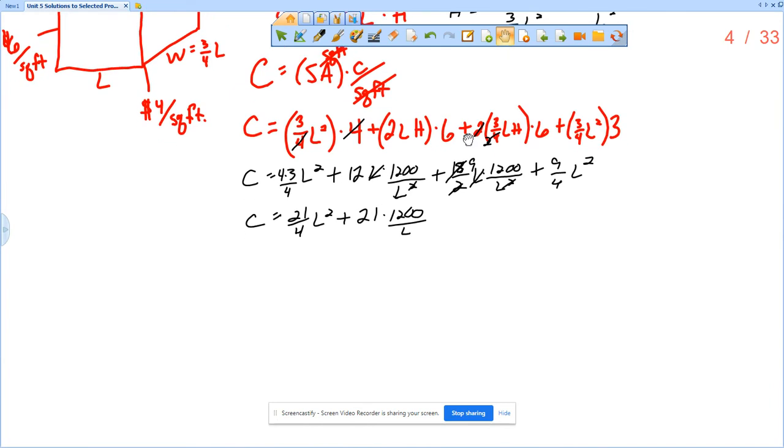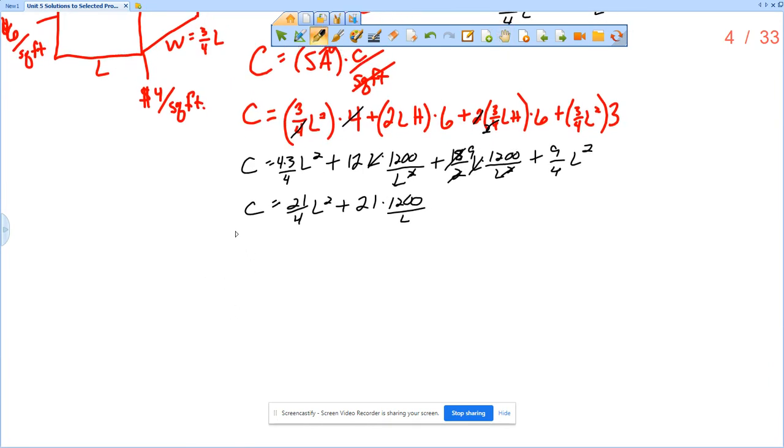So let's go ahead and take the derivative so that we can find where our minimum occurs. So C prime equals 21/4 times L squared, so that'd be 21/4 times 2L. Plus, this one is really L to the negative first, so that's going to be negative 21 times 1,200 L to the negative second.